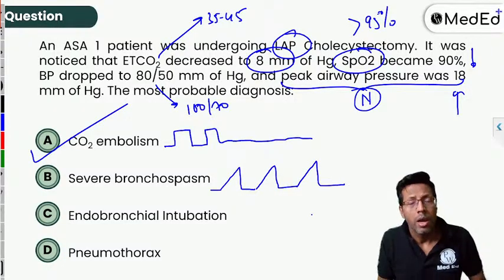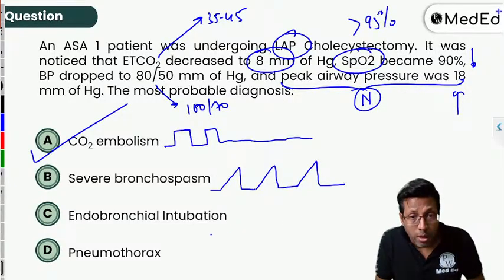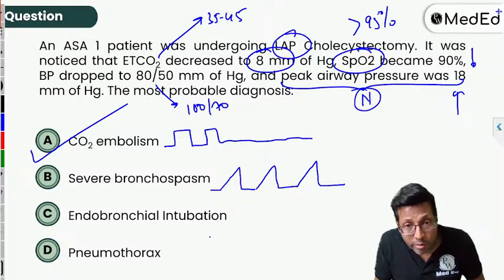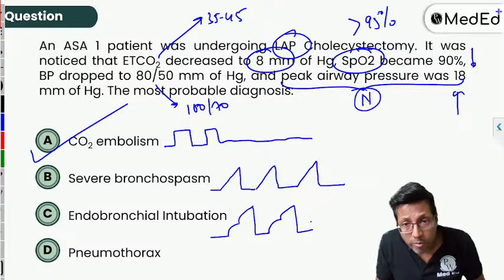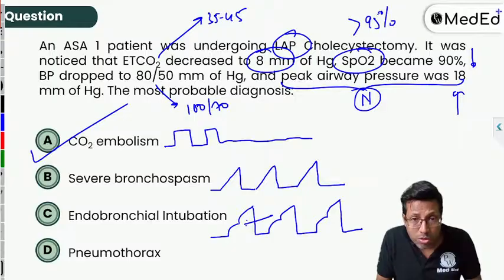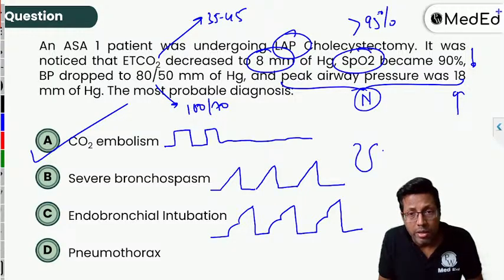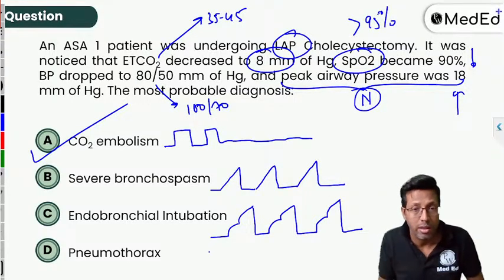This is an obstruction. Endobronchial is also like an obstruction, but what has happened? Your tube has gone into one bronchus. So initially it will come out like this, and then it is going to come out like this, which means you will get a dip in between. It is like an obstruction, but there is a dip that you see over here, and it is not an inspiration. It is just a dip from one bronchus and then the other bronchus, because it has become endobronchial.